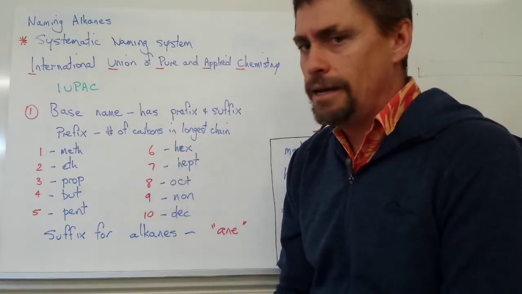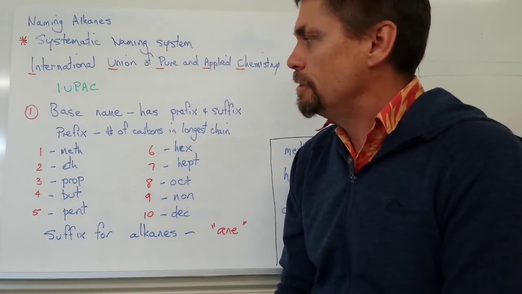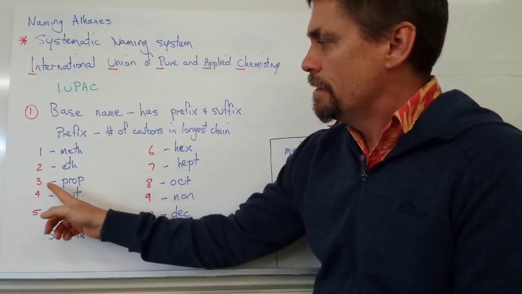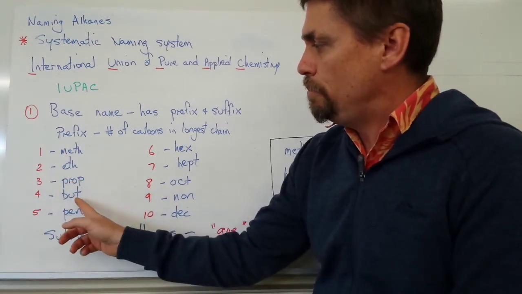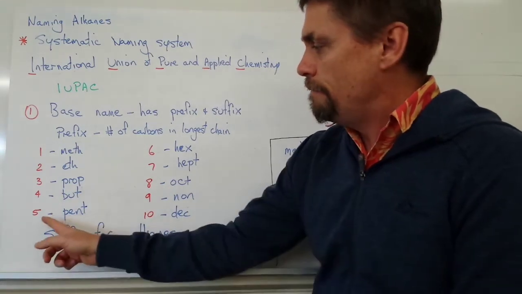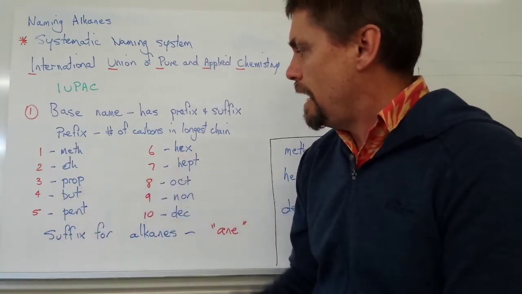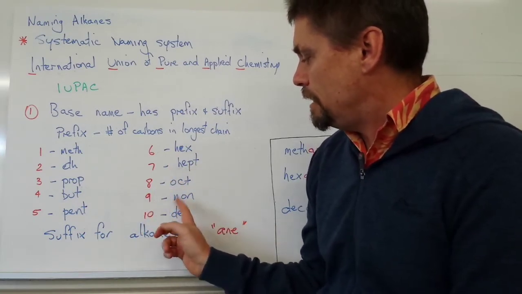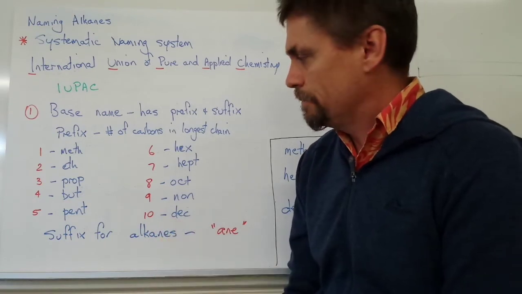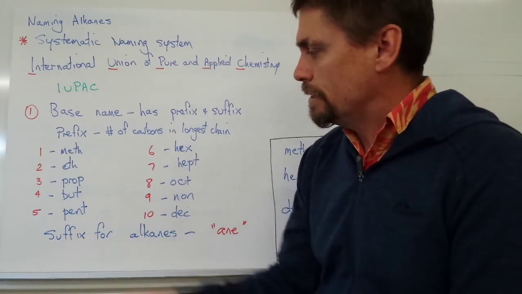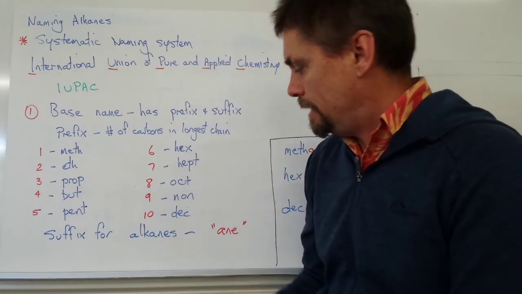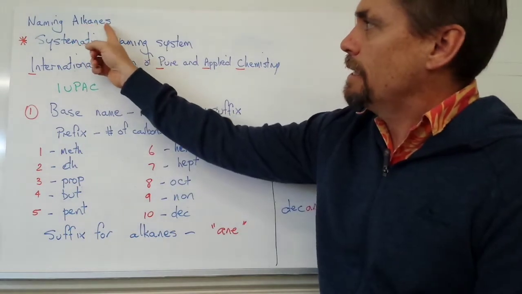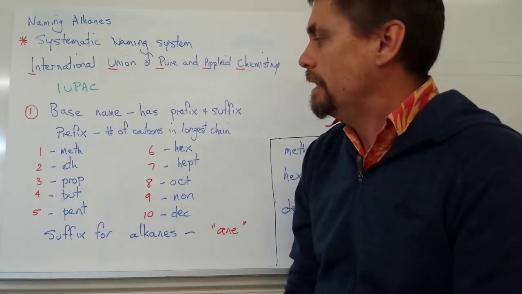So if it has one carbon atom in the carbon chain, we have the prefix meth. If it has two, we have eth. 3 is prop. 4 is but, B-U-T, not but. 5 is pent. 6 is hex. 7 is hept. 8 is oct. 9 is non. And 10 is dec. We then also have a look at the suffix, and for all alkanes this will always be ane, A-N-E. Comes from the alkane, the suffix on the alkane.